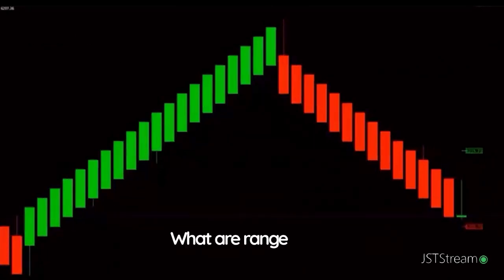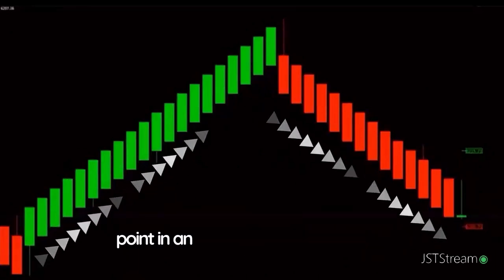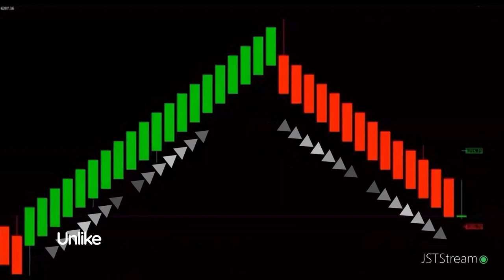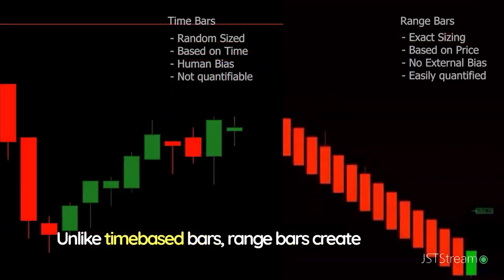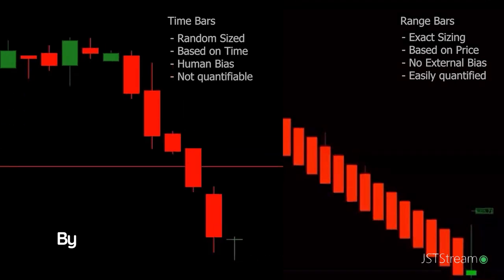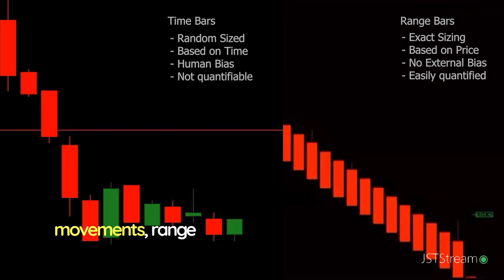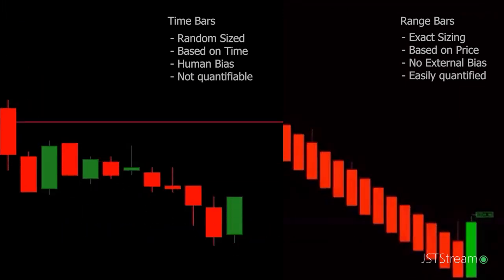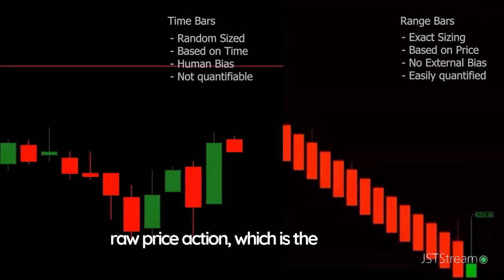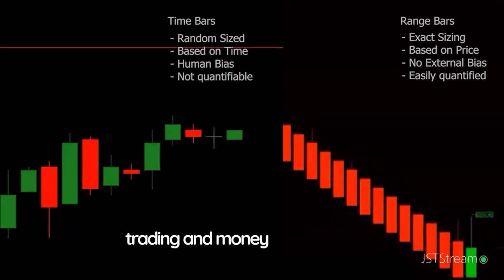What are range bars? Range bars measure precise price movements, point by point, in an exact and structured way. Unlike time-based bars, range bars create a clear and structured chart setup based solely on price movements. By eliminating noise and focusing on systematic price movements, range bars offer a better understanding of raw price action, which is the only thing that truly matters when it comes to effective trading and money management.